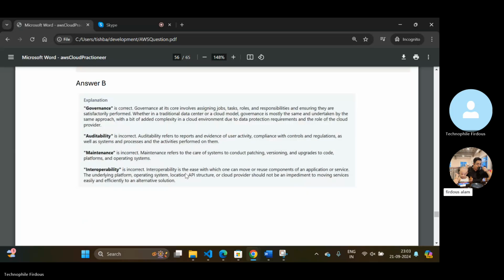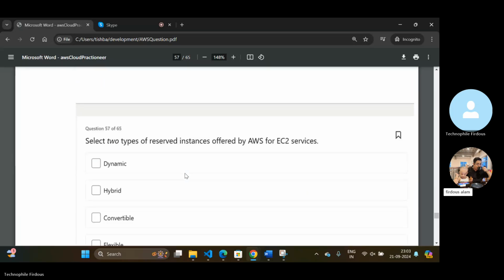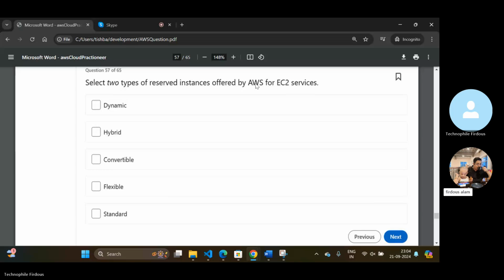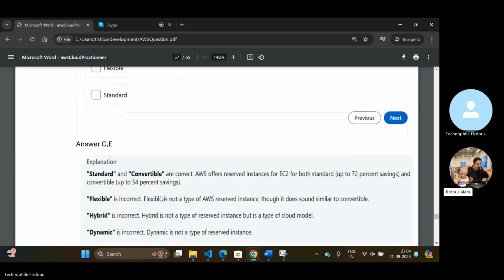Okay. Now 57. Select two types of reserved instances offered by AWS for EC2. Two types of reserved instances offered for EC2. I think those two are convertible and standard. So these are the two reserved instance types offered by AWS for the EC2 instance. Convertible and standard. So the answer is C and E. Yep, answer is C and E, and these are the reasons why. Okay. Now let's go to the next one.